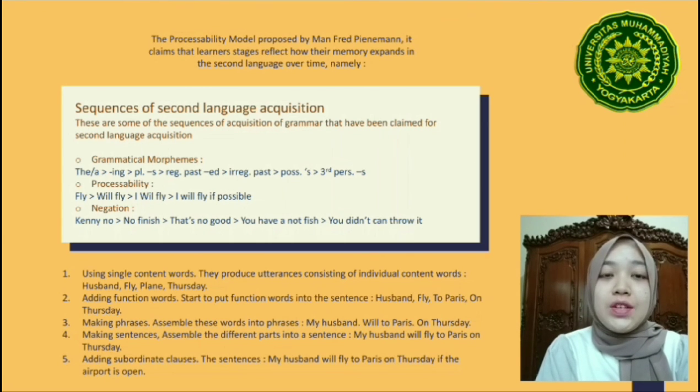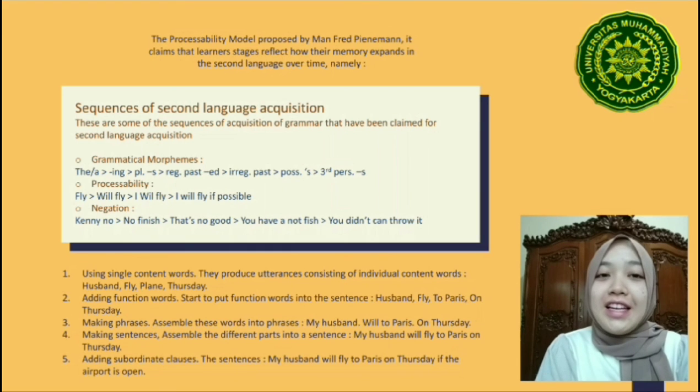The next stage is making sentences. With still more capacity available, the learners can assemble the different parts into a sentence, like my husband will fly to Paris on Thursday. This is the point at which they have command of the main structure and word order of the simple sentence.